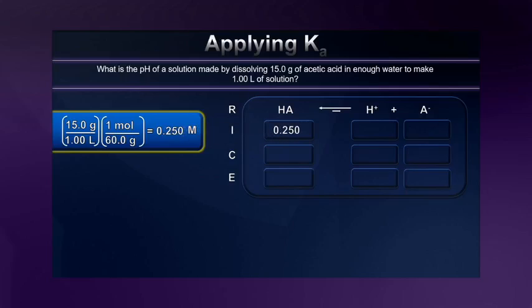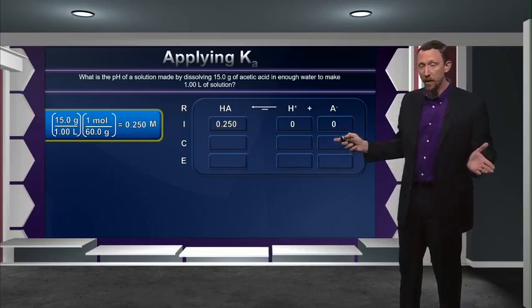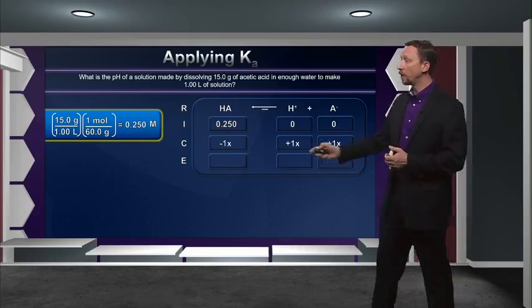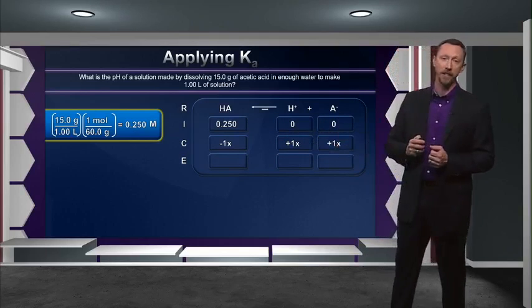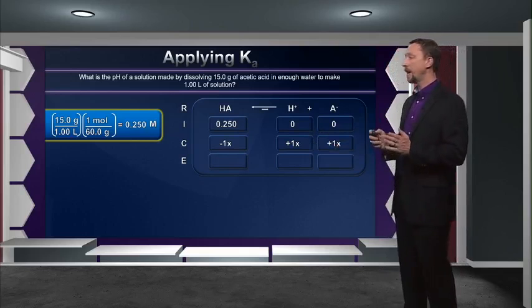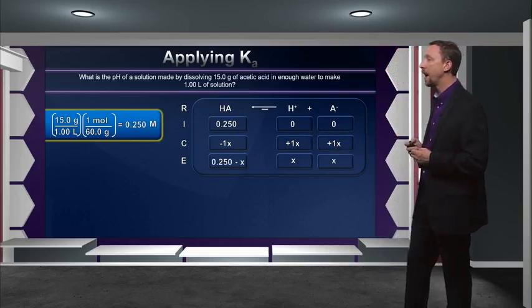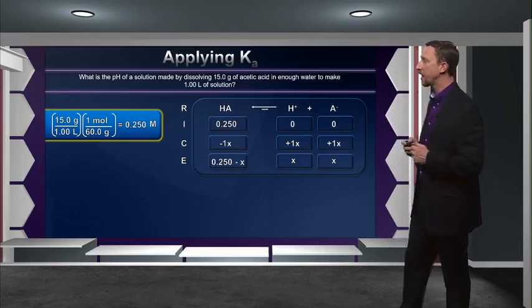Now remember, we're assuming that nothing happens at the first instant that we mix the solution. So H+ and A- can be estimated at 0. Our changes are dictated by the reaction stoichiometry, in this case a very convenient 1-to-1-to-1 stoichiometry. We lose x moles of HA, we gain x moles of protons and x moles of acetate ions. That makes our equilibrium concentrations these values: 0.25 minus x for the acid and x for the proton and the conjugate base concentrations.